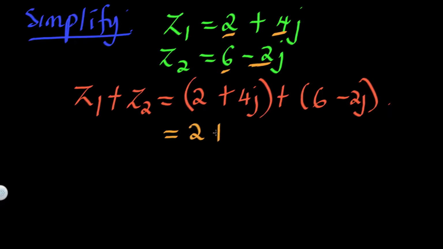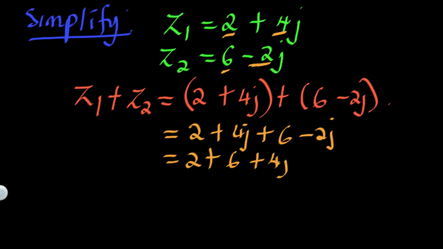So you have 2 plus 4j plus 6 minus 2j. I just opened out this bracket. Now I can group the like terms together. So this is 2 plus 6, then plus 4j minus 2j. Our final answer is just 2 plus 6, that is 8. 4j minus 2j, we get plus 2j. This is our answer for z1 plus z2.